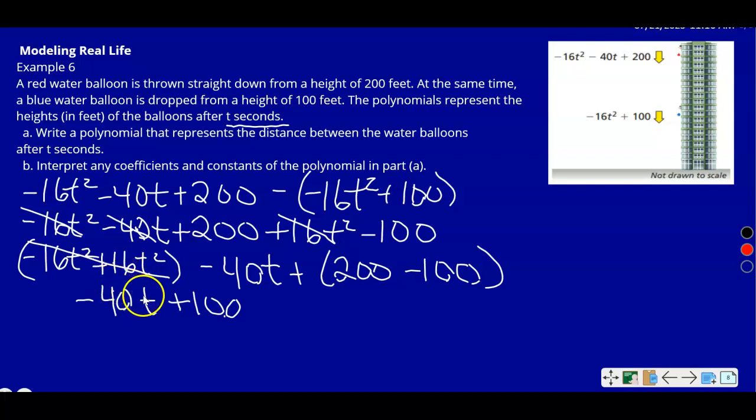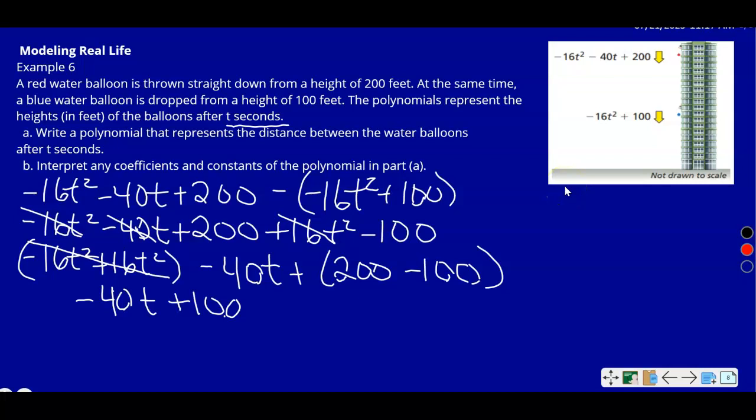The negative 40t, that's kind of the slope. Negative 40 represents the distance in drops. So let's say we plug in t as 1. 1 would equal 1 second, because t is for seconds. 1 second times negative 40 would be negative 40 plus 100. That would be 60. So the two balloons would be 60 feet apart after 1 second, because this represents the difference of these two polynomials.